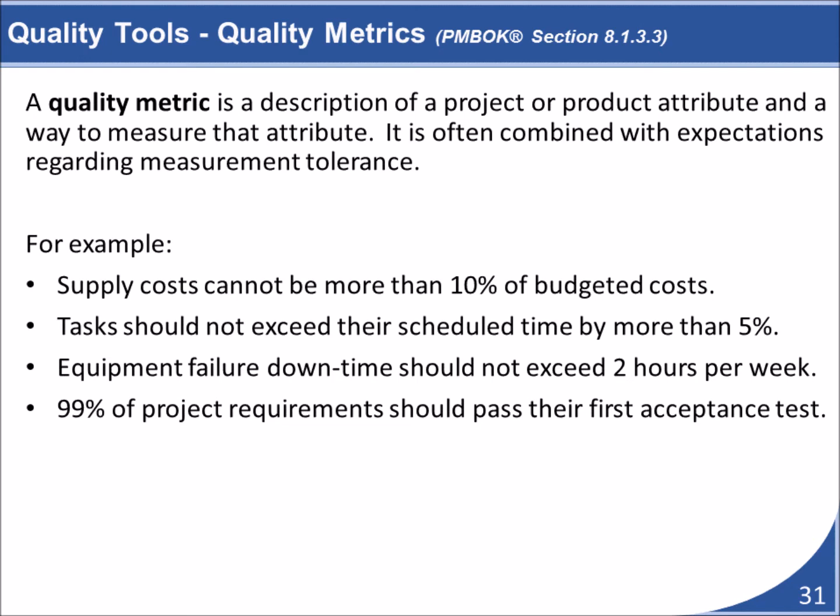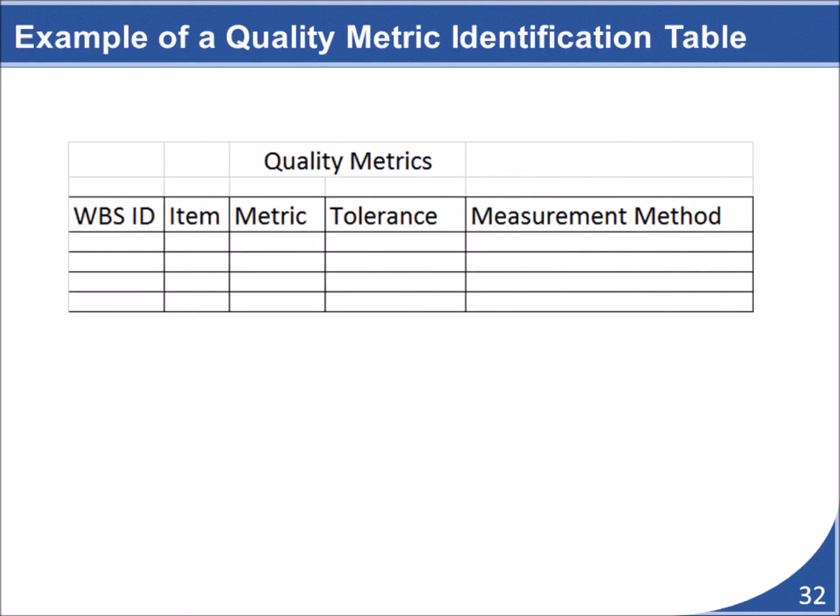For example, you might decide that a metric for assessing a project supplier is that their cost estimates for the project supplies should be within 10% of the actual cost. If the cost turned out to be more than that, then they are not a good supplier. Project metrics can be recorded in your quality plan using a table such as this.